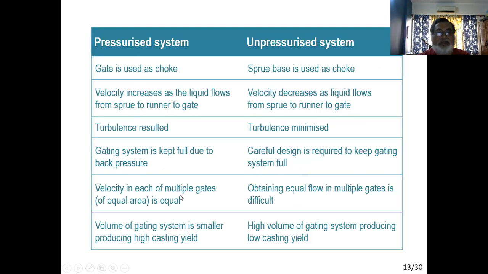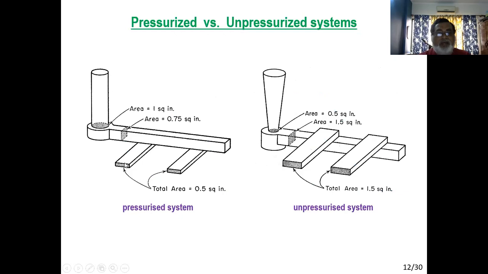Velocity in each multi-board gate is equal. So here we have used 2 gates, and velocity in these 2 gates is equal. But here it will be different. And to maintain the same velocity in these 2 gates, or if we use 3 or 4 gates, maintaining equal velocity in all gates is a challenge, and you need special measures to do that.